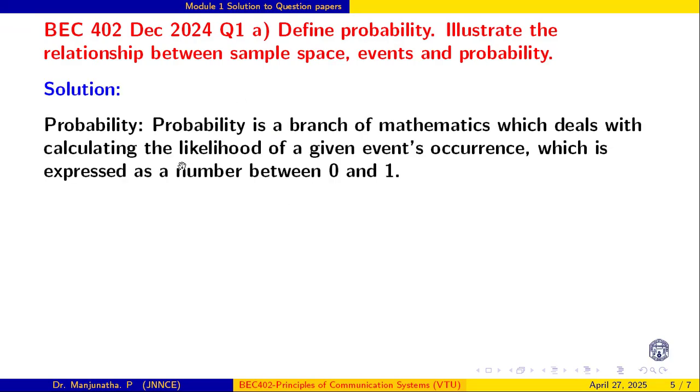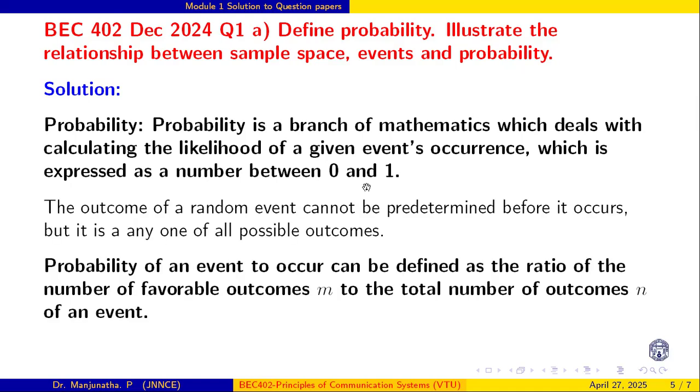The first part: probability is a branch of mathematics which deals with calculating the likelihood of a given event's occurrence, which is expressed as a number between 0 and 1. The outcome of a random event cannot be predetermined before it occurs, but it is any one of all the possible outcomes. Example for this, throwing a dice. The possible outcomes are 1 to 6 and the occurrence of any one number, so it is random in nature.